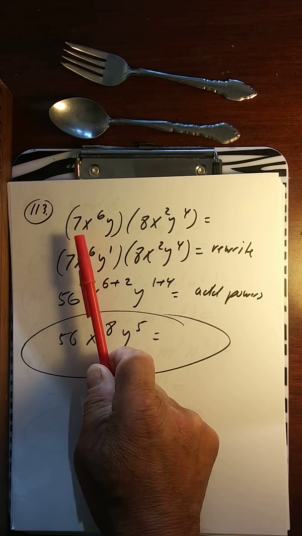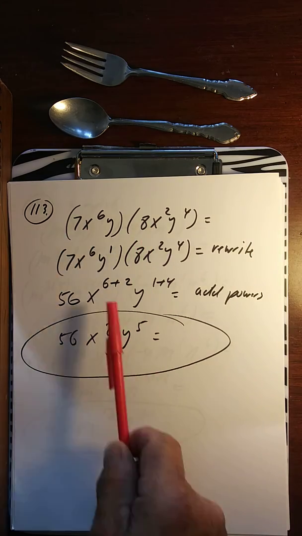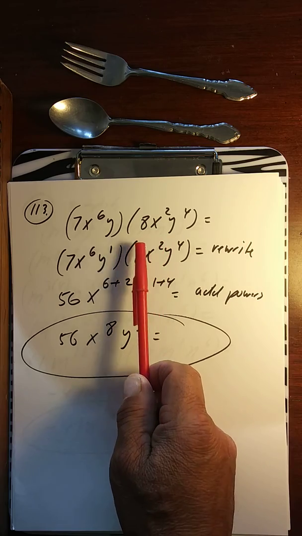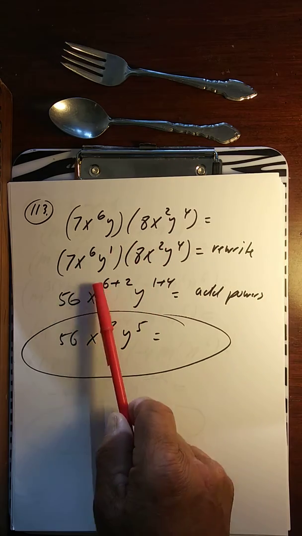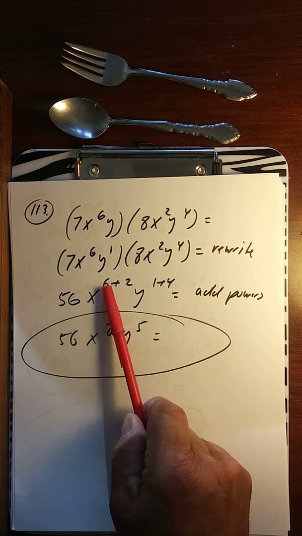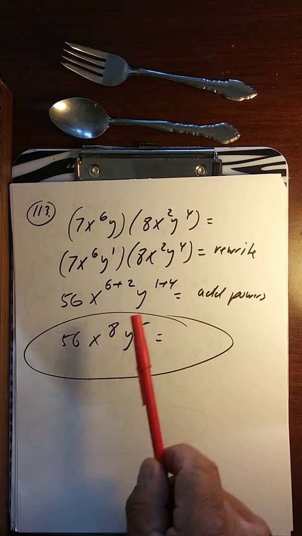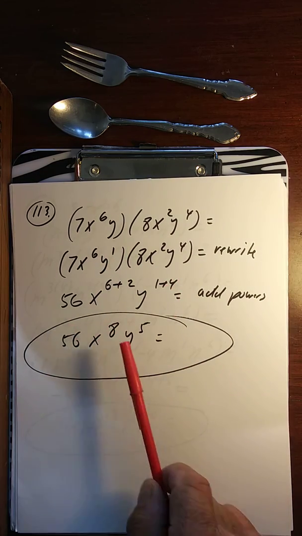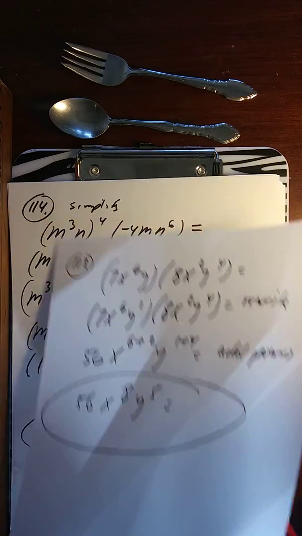Multiply the numbers. 7 times 8. And then put a 1 there to hold the place right now. So that's going to be 56. X to the 6, X to the 2, add the powers. Y1, Y4, add the powers. So 56, X to the 8, Y to the 5.